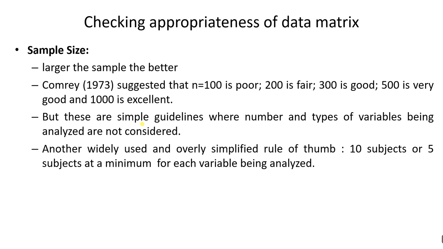So another widely used rule of thumb for determining the sample size, which includes the number of variables also, says that at least 10 or 5 participants or subjects at a minimum for each variable should be taken. So suppose we have 10 variables or 10 items in our questionnaire, we want to do factor analysis, then according to this rule, minimum 50 to 100 participants should be there.